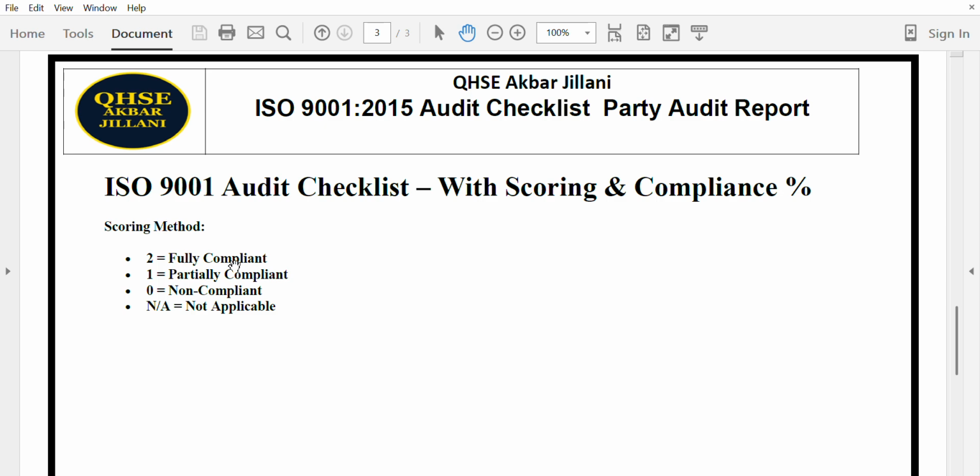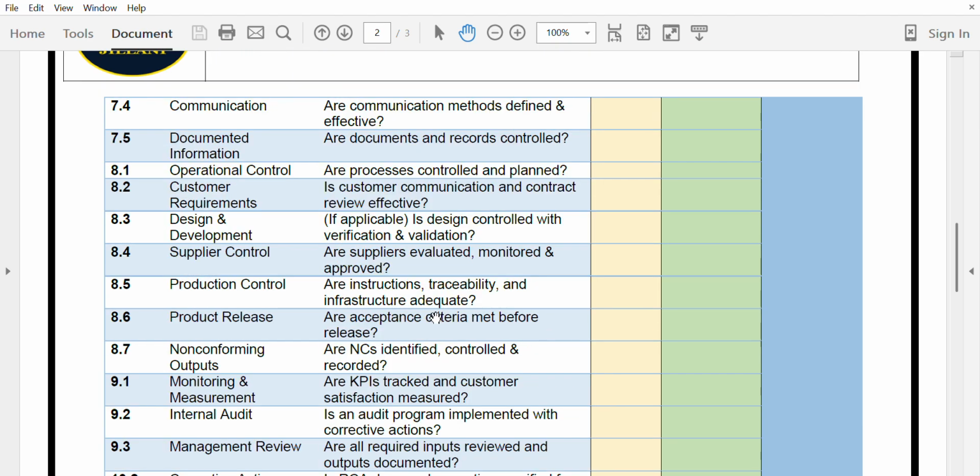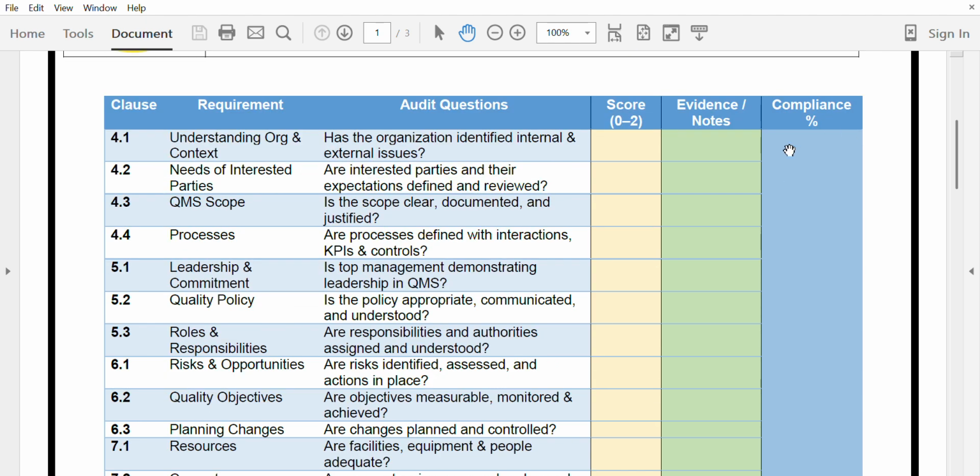So 2 is fully compliant, 1 partially, 0 non-compliance, NA not applicable. So this we will write here in the rating scoring. Then we will write the evidence. What is the evidence? Like training records you have, or the policy. The policy is displayed at this place and communicated to the employees. So that will be the evidence. Now compliance percent, so 100%, 70%.